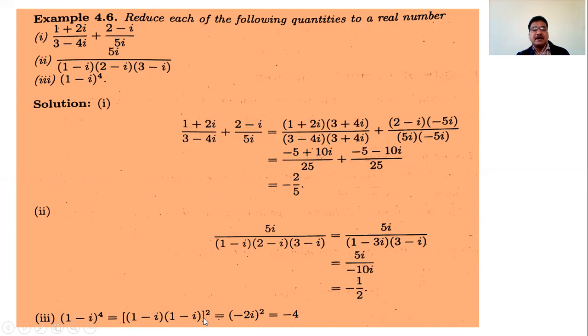1 minus i, 4 times. We get the answer: 1 minus i raised to 4 is obtained as the multiplication of 1 minus i four times. We get minus 4 as the answer.